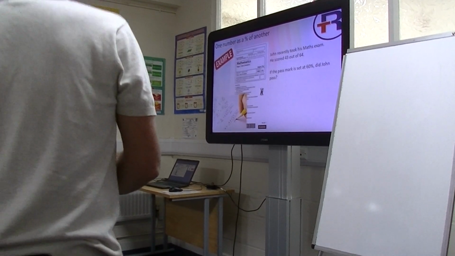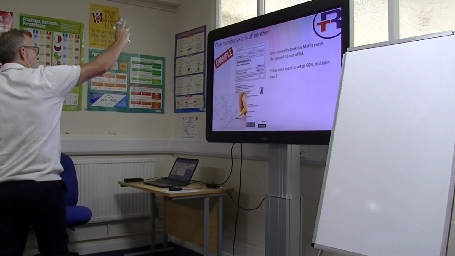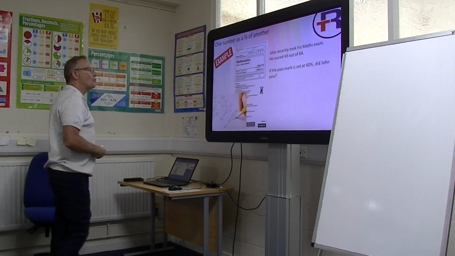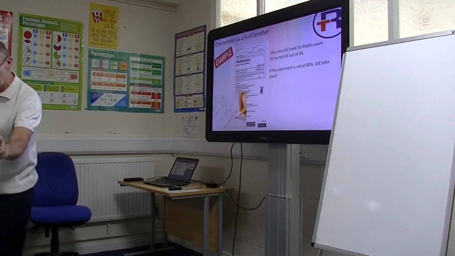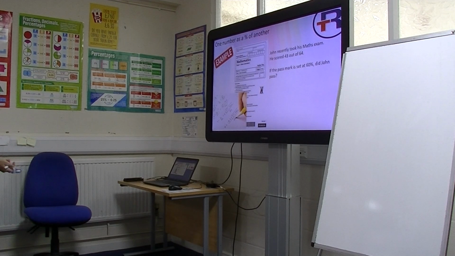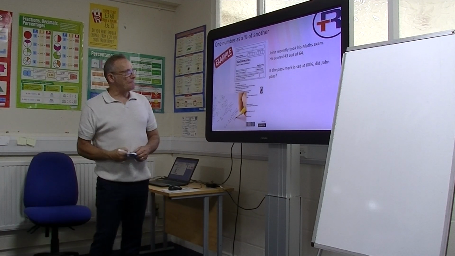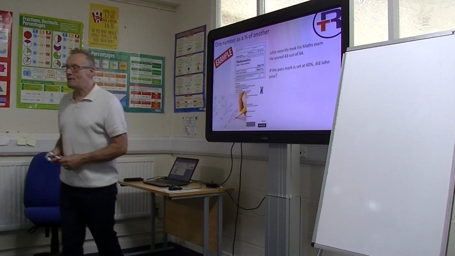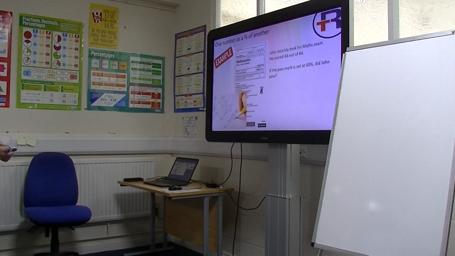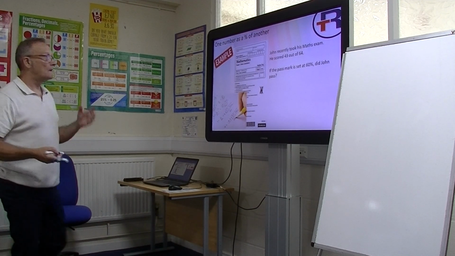So now we're going to work out how to work out one number as a percentage of another number. So this is the second way that we use these in the maths exam. Give you an example. John recently took his maths exam and he scored 43 out of 64. If the pass mark is set at 60%, the question is, did John pass? Has John passed the exam?